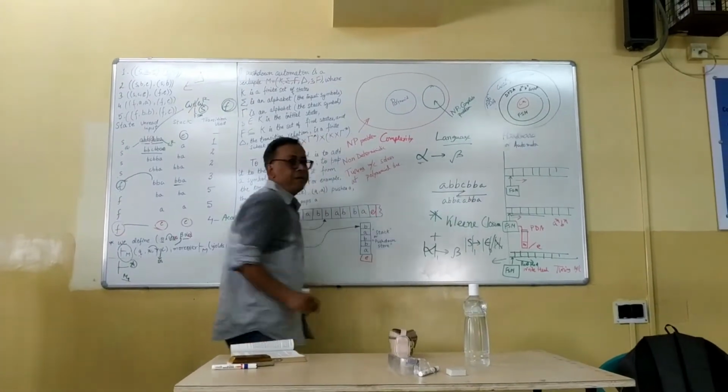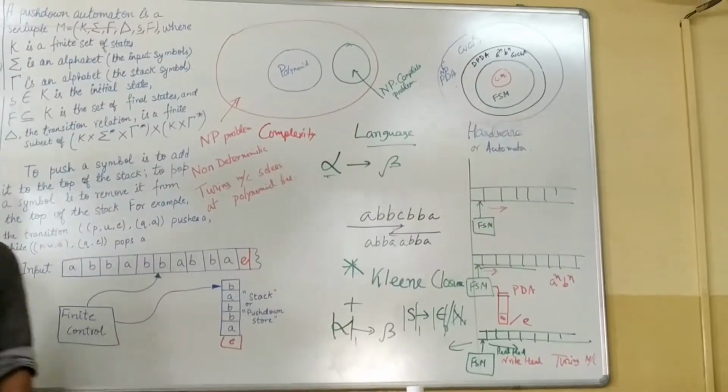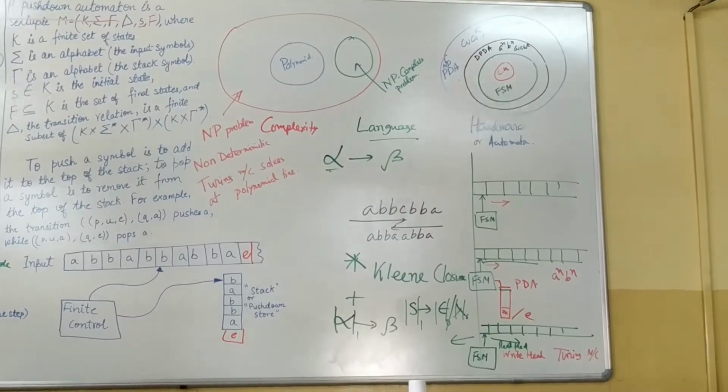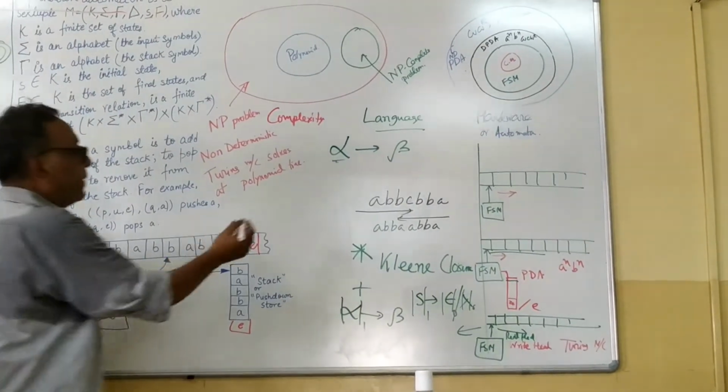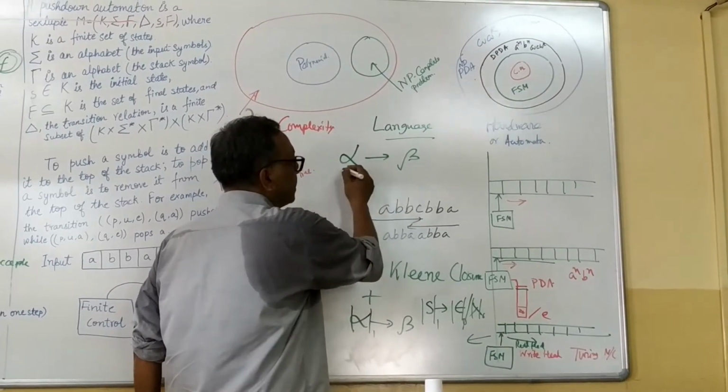It is a single variable. If it is a single variable on the left side and any string on the right-hand side, it will be type 3 grammar or type 2 grammar. What is type 3? What is type 3?